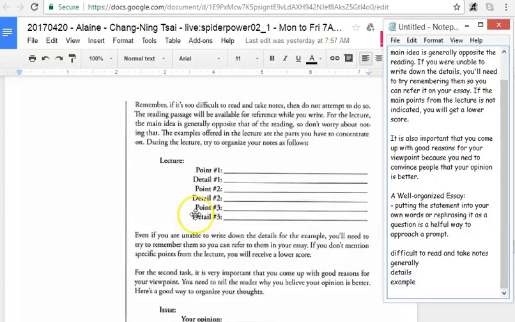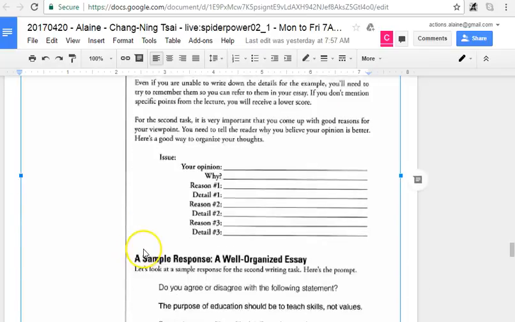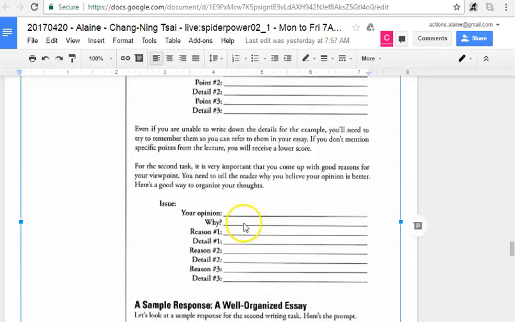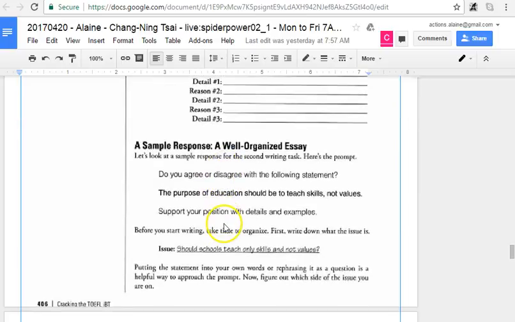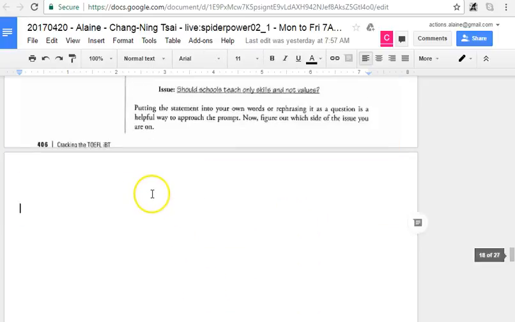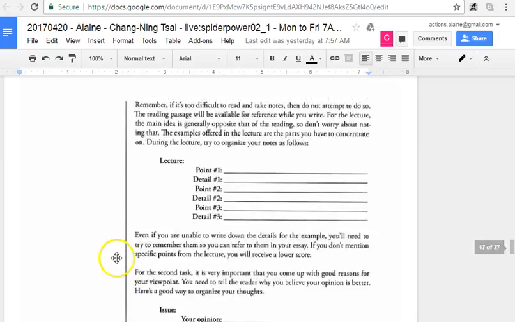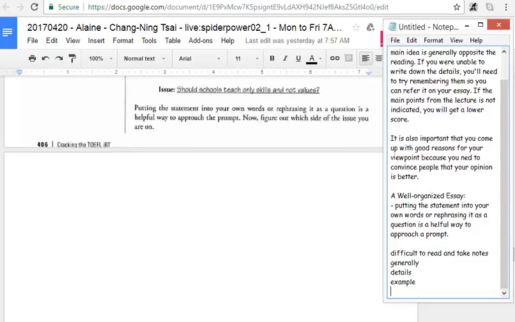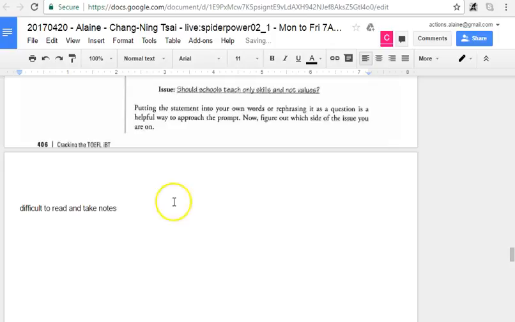All right, very good. So in this example, for the issue, you have to write your own opinion, and then why you think that it is good, and then you have to support it with your reason number one. After you have provided your reason number one, you also have to provide details about it, and so on and so forth. Okay? So before we proceed to a sample response, a well organized essay, let us talk about the paragraphs that you have read. Now, I just would like to know first, could you please read this phrase for me?